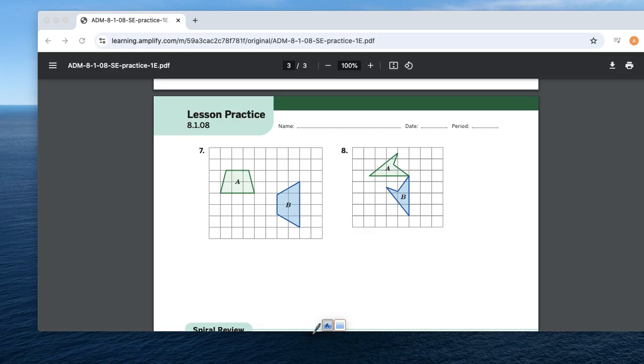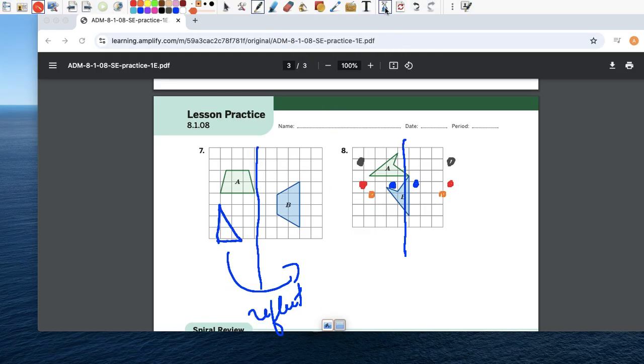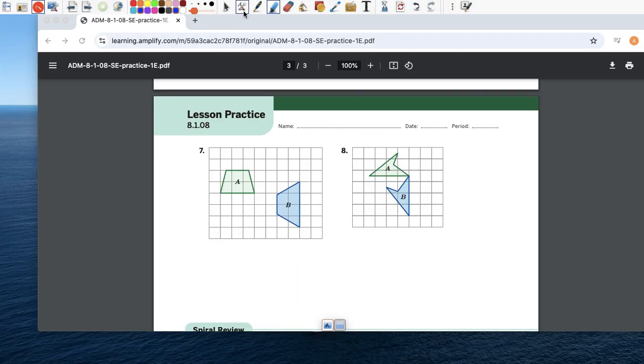So here, hopefully you can see that it is not congruent. Why? Because it's not the same object. This trapezoid here has a base of 1, 2, 3 units, and if you count here, it's 1, 2, 3, 4. It's not even the same. It's not congruent. What about this guy here? Is it?